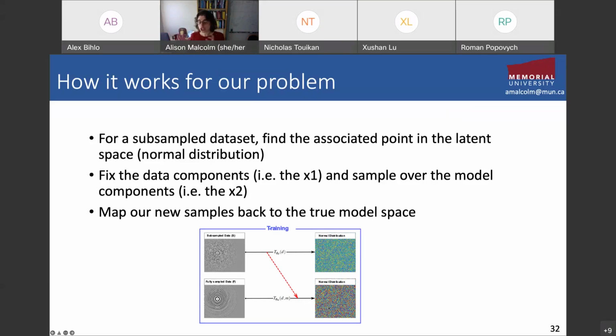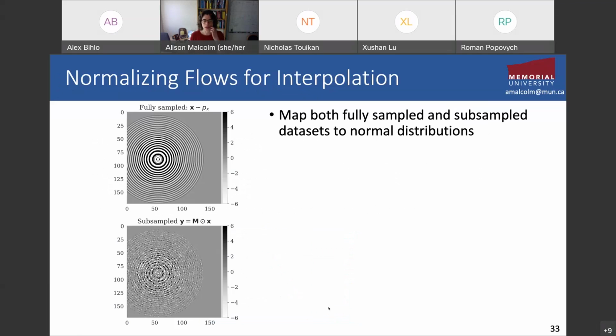And so we're shifting a lot of the burden to the training phase instead of having to do this for each new data set. It's also simply faster, and I'll give you a little more details on that in a minute. Okay, so this lets us map our fully sampled and subsampled data sets to a normal distribution.